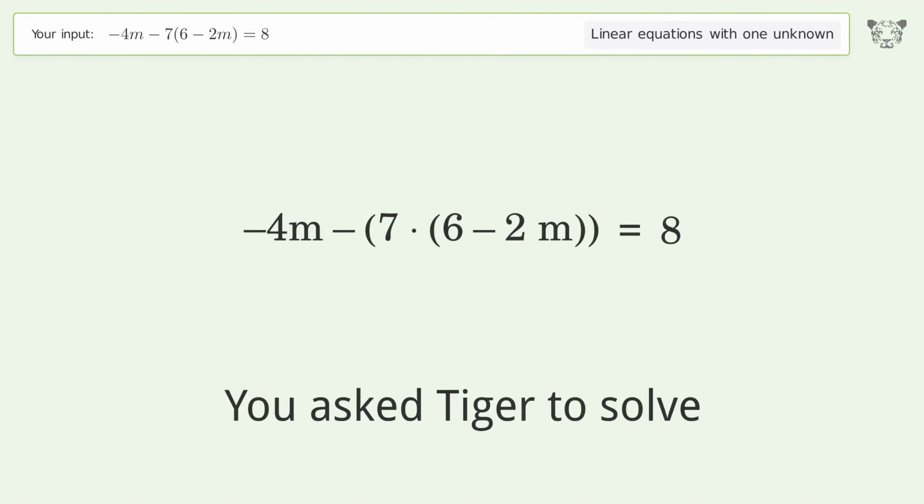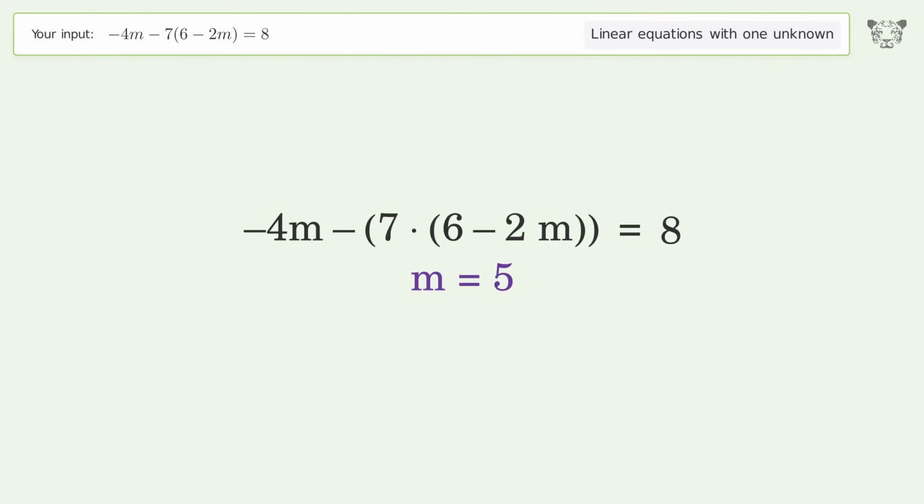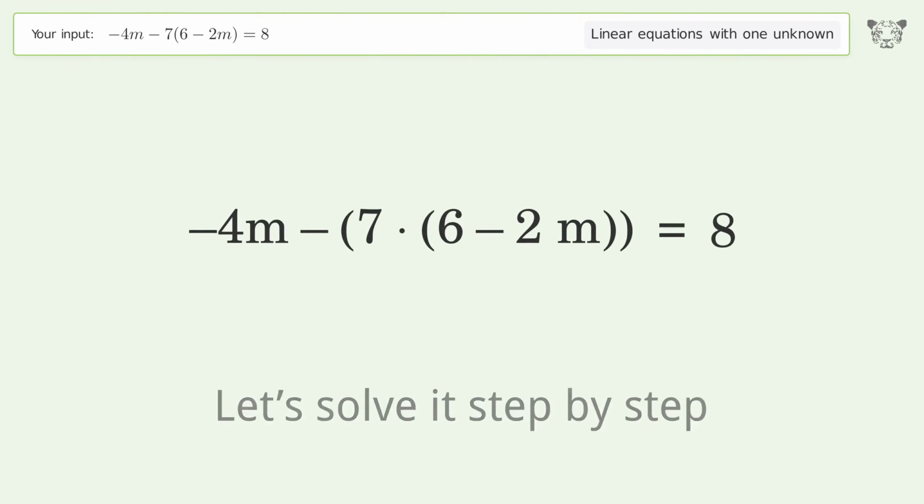You ask Tiger to solve this. It deals with linear equations with one unknown. The final result is m equals 5. Let's solve it step by step.